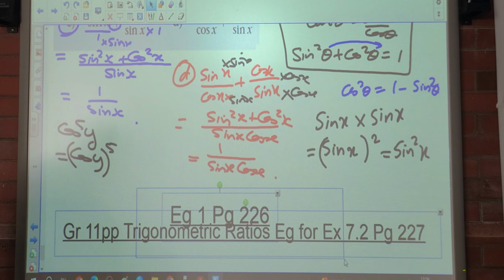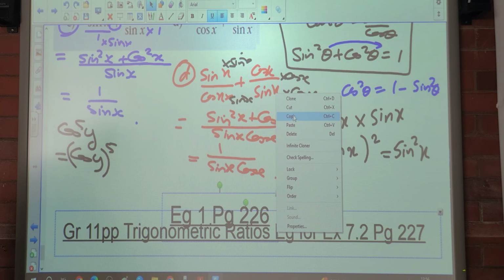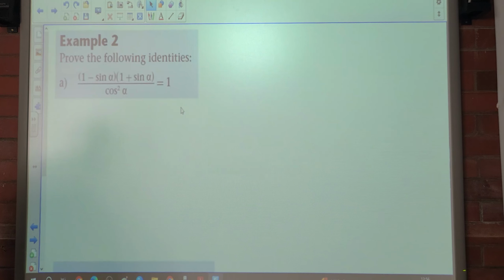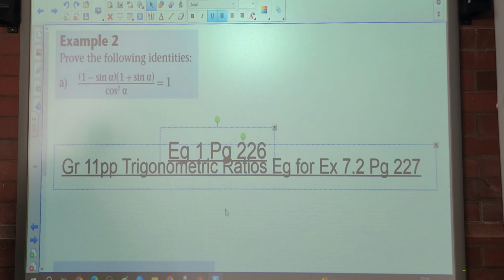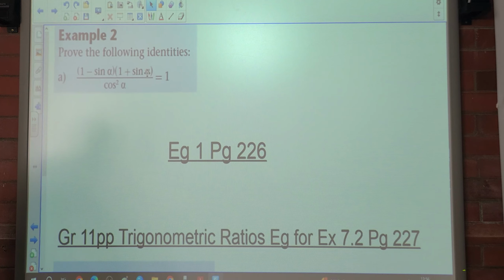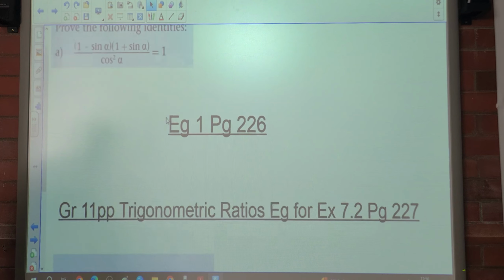Next. Any other questions? Right, let's look at the next one. Next page.